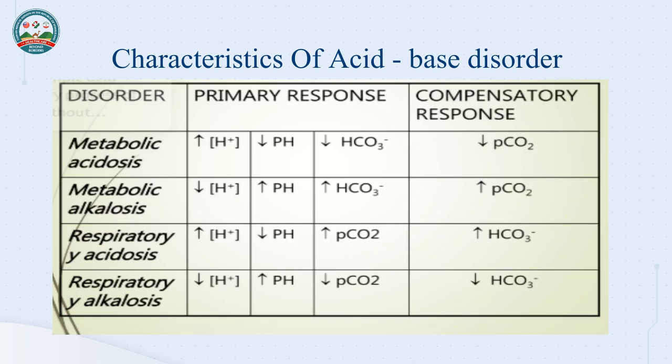Respiratory acidosis: pH goes down, PaCO2 goes up. The kidneys compensate by retaining HCO3. Respiratory alkalosis: pH goes up, PaCO2 goes down. The kidneys compensate by excreting more HCO3. So basically, the lungs and kidneys work as a team. If one system is out of balance, the other steps in to help.